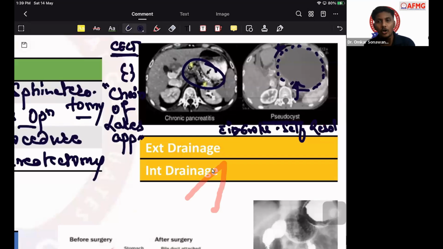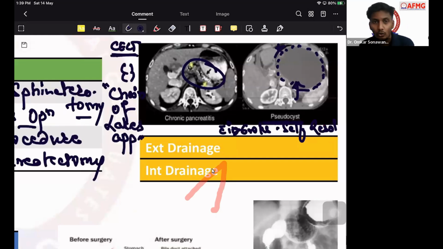But if it does not resolve even after 6 weeks, if it is causing pressure symptoms in the patient, or any other symptoms like pain, then definitely that is the condition when you need to treat the pancreatic pseudocyst.